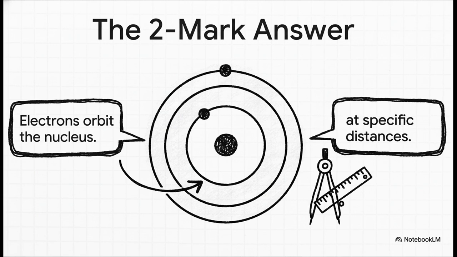Right, so to get both marks, you need 2 distinct points. The first mark is for saying that electrons orbit the nucleus. Simple enough. But the second, and this is the really crucial part, is for saying they're at specific distances from the nucleus. We call them shells or energy levels now. You have to have both of those ideas to lock in the full 2 marks.